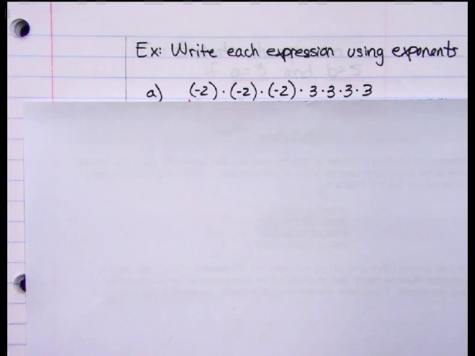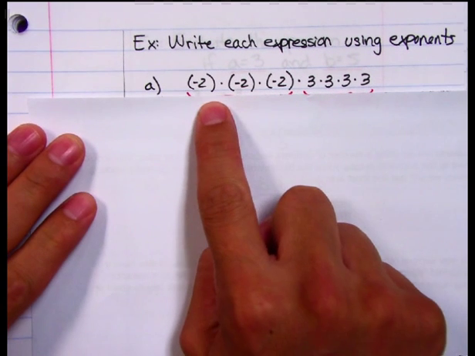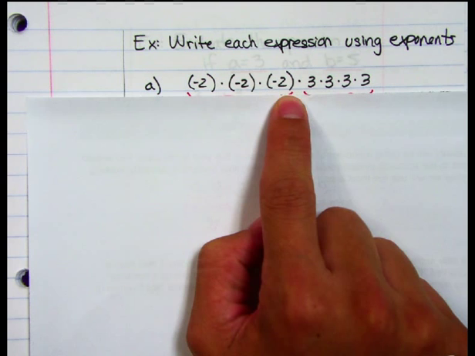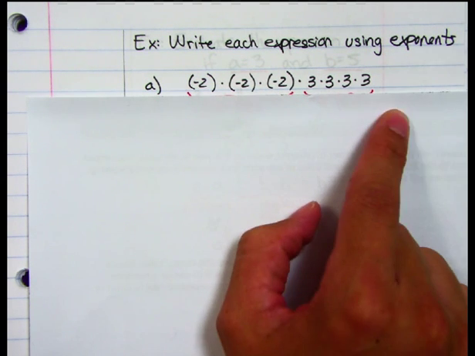Okay, so let's try out some problems here. Question is, write each expression using exponents. Okay, so basically I have this long line of things that are being multiplied, and I want to simplify it by using exponents. So I take a look at my examples. Here I have negative 2 times negative 2 times negative 2, all the same base, and 3 times 3 times 3 times 3.